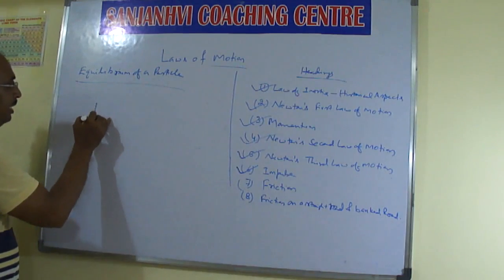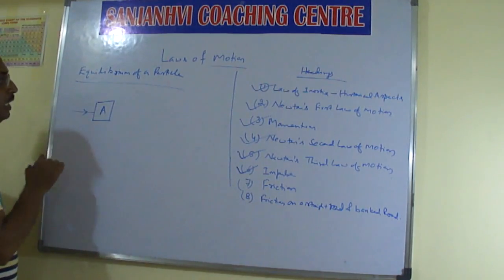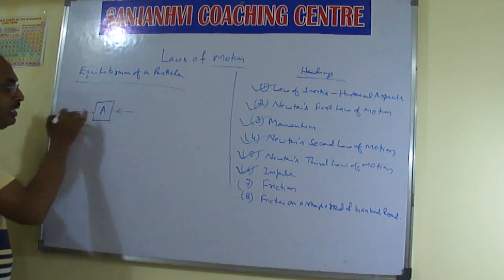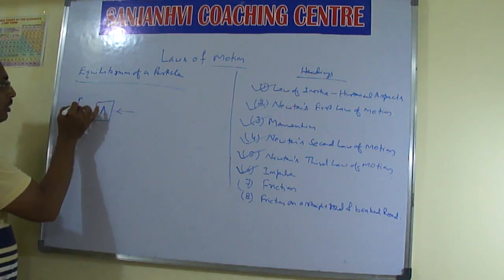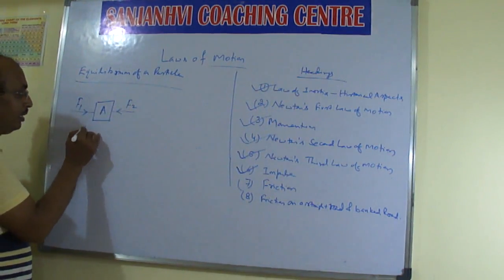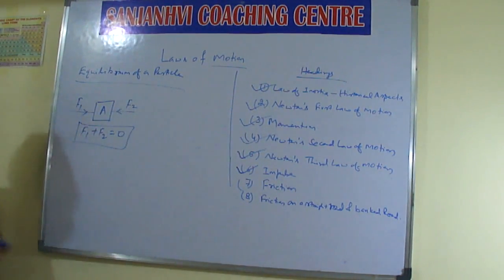So you can say that if some body A is there, you are applying a force here, and it will be at equilibrium only when another force will be acting in opposite direction. Yes or no? F1 and F2. So the body will be in equilibrium only when F1 plus F2 is equal to 0. All the forces acting on the body, if it is 0, then the body will not change. The moment unbalancing of force will take place, then only the body will be changing.